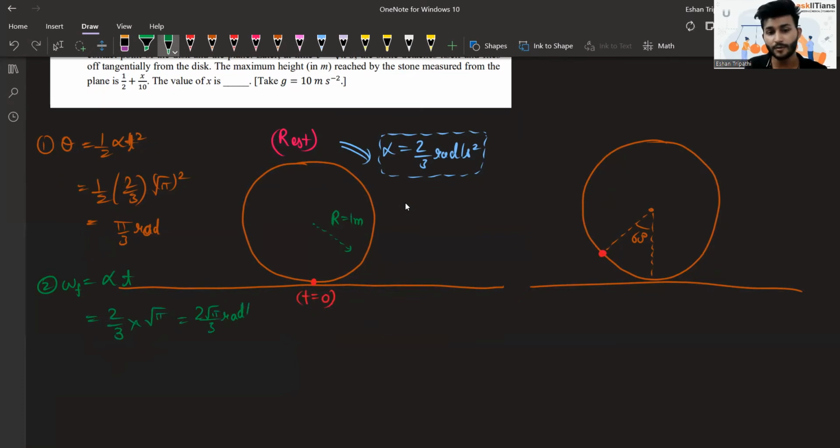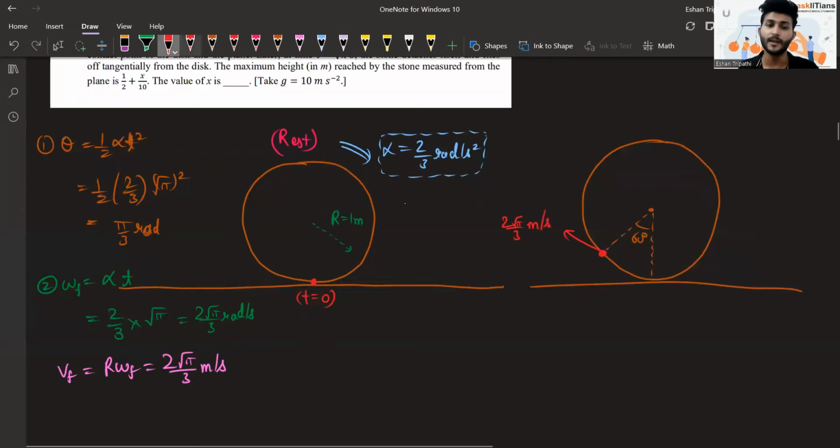But we are supposed to solve it for projectile motion, so we need to take its linear velocity. So we can say linear velocity is r into omega final. Now what's the value of radius? 1. So multiplied with 1, we get 2 root pi by 3 meters per second. So this particle is going like this with speed 2 root pi by 3 meters per second. Now we know if these two lines form angle theta, their perpendiculars also will form angle theta. So it goes at an angle of 60 degrees with the horizontal like this.